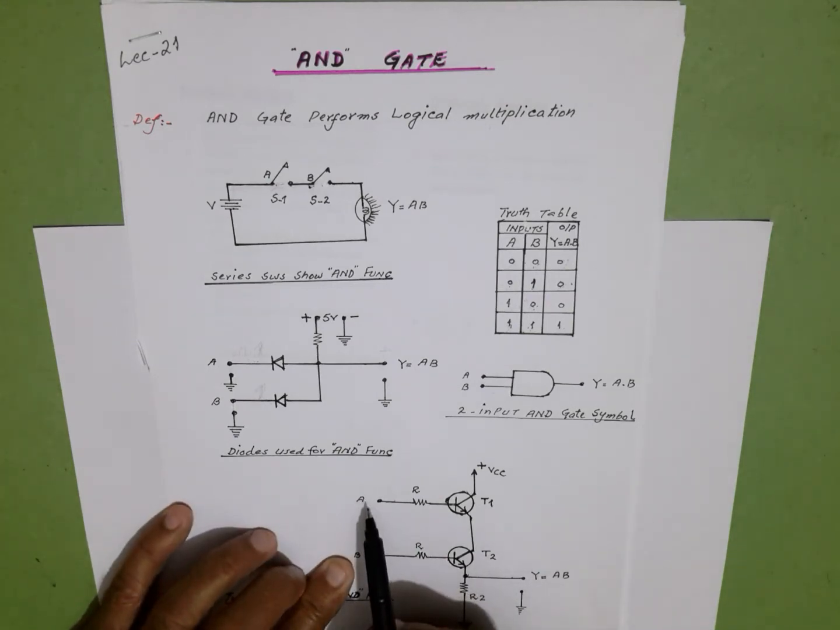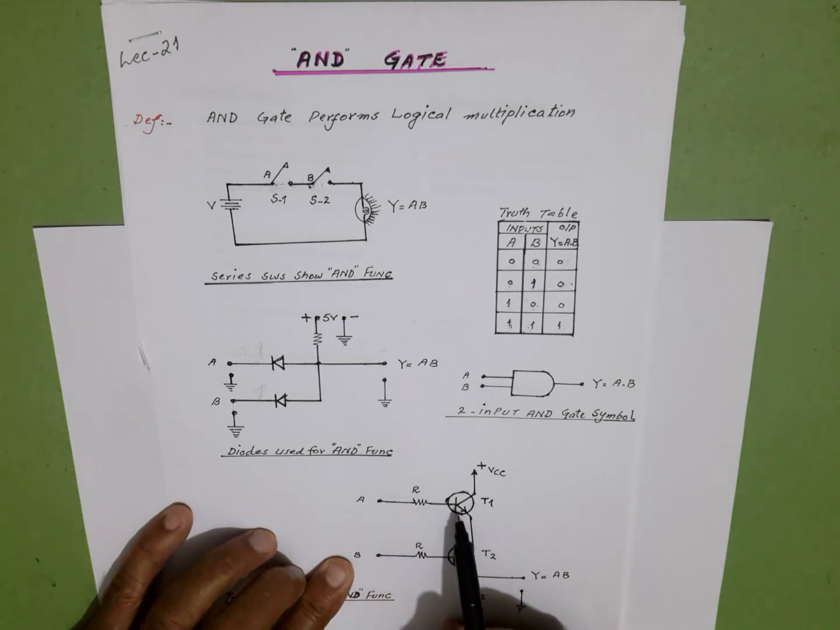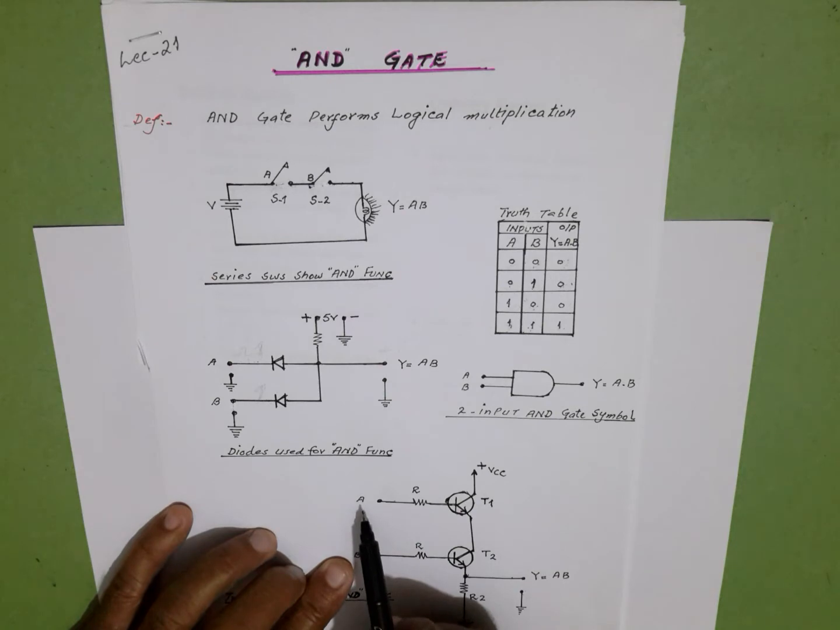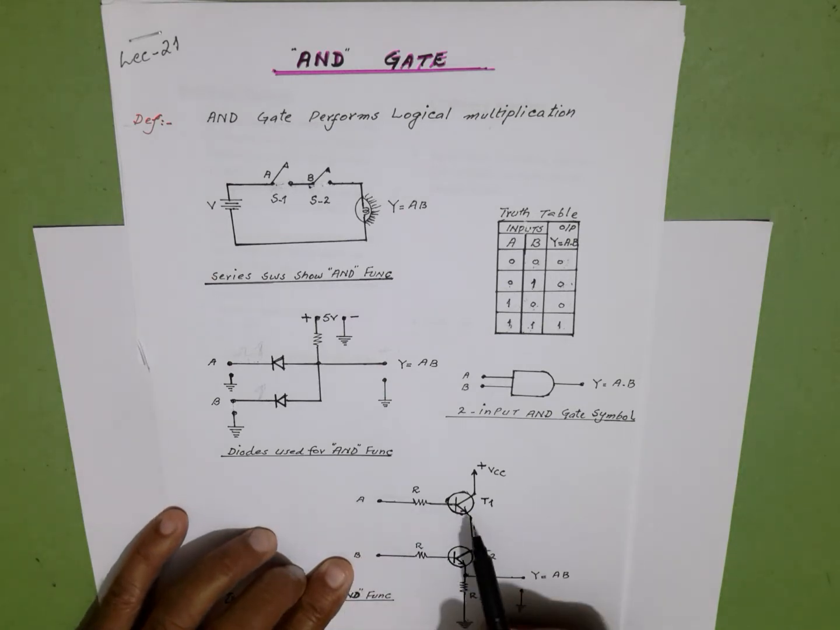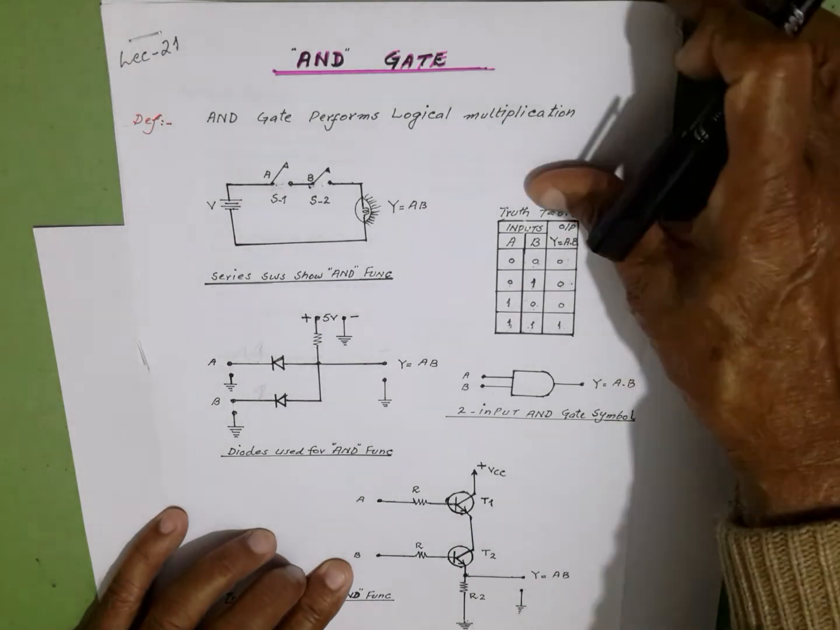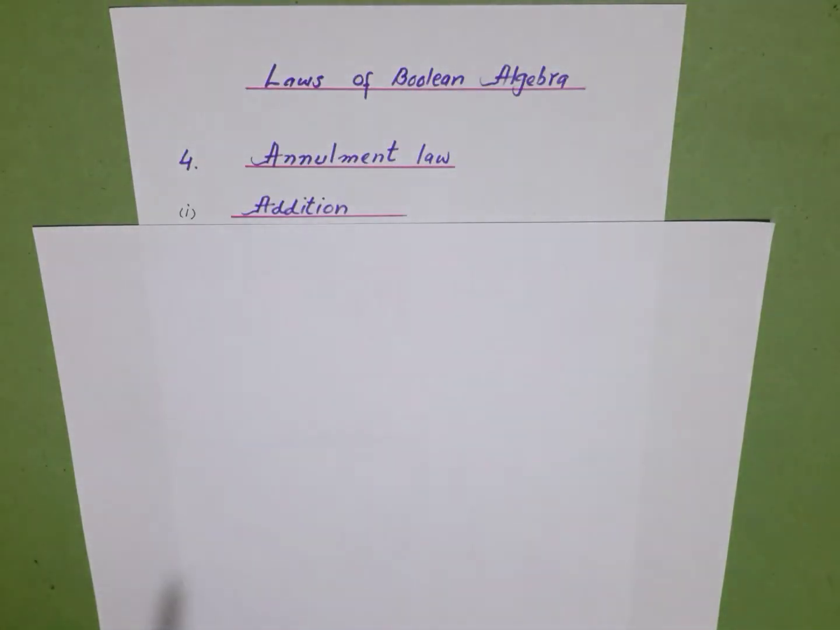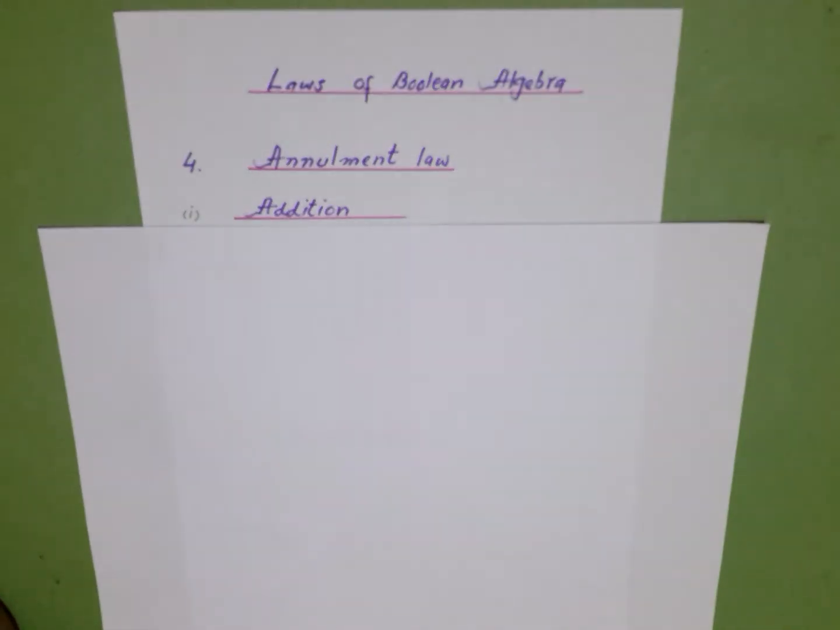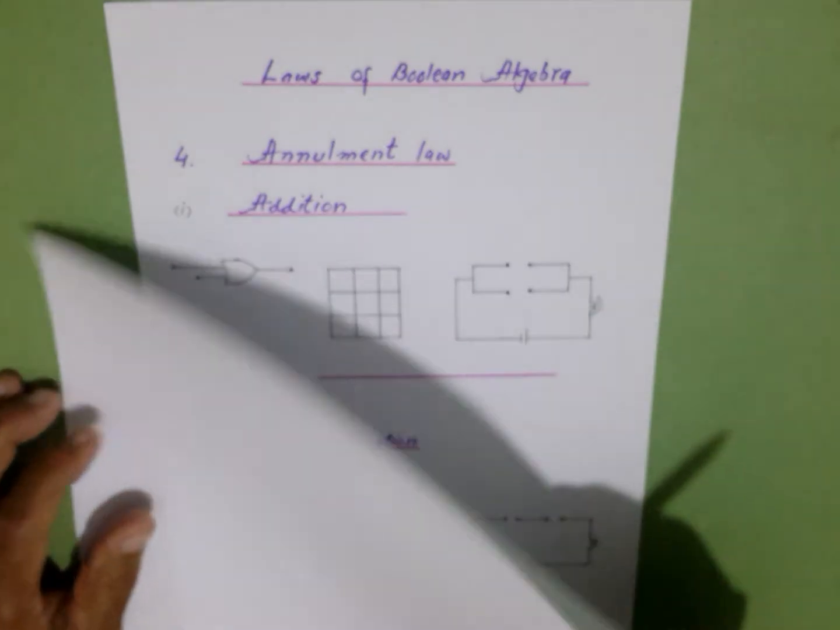Now let us give logic 0 voltage here. This remains cut off, no current passing through both transistors, no output, or we say 0 output. When logic 1 voltage is applied at A, T1 is forward biased, but since T2 is cut off, there is no current passing. In both cases, whether A is 0 or 1, we get 0 in the output. That is the definition of the annulment law of multiplication. Let us now go to circuit explanation.